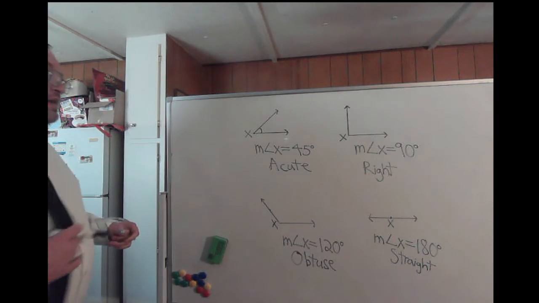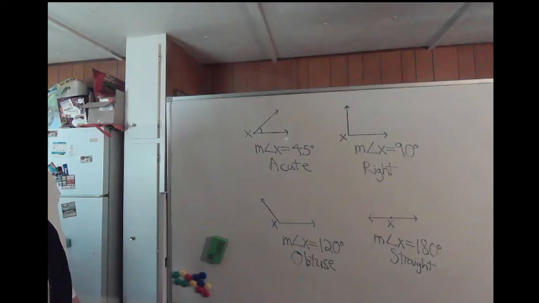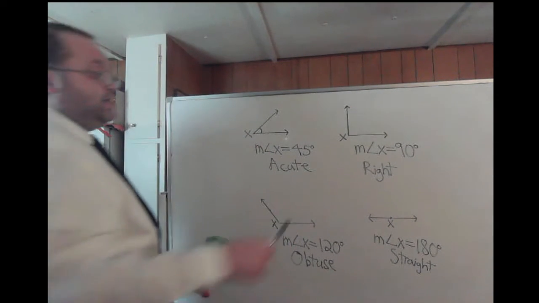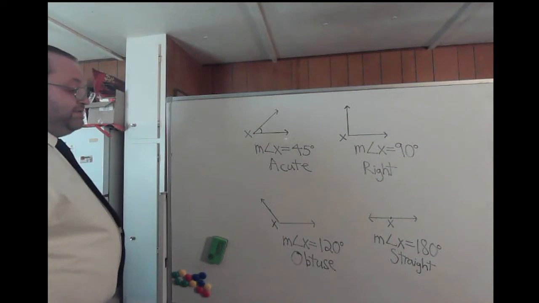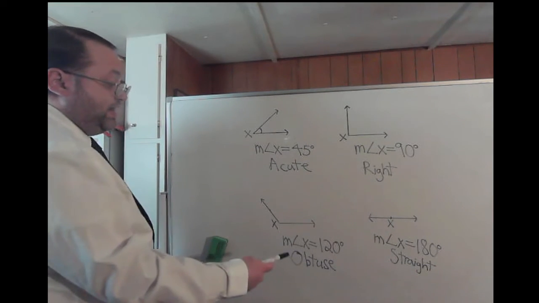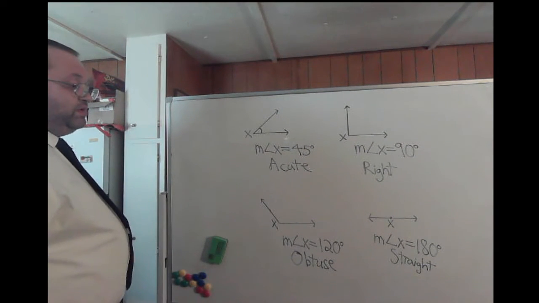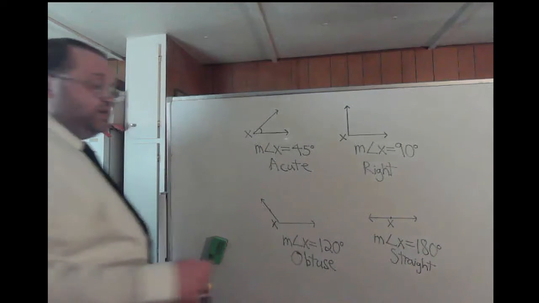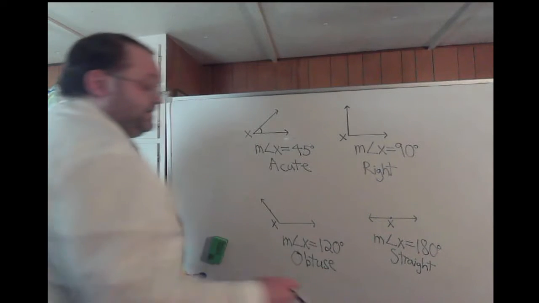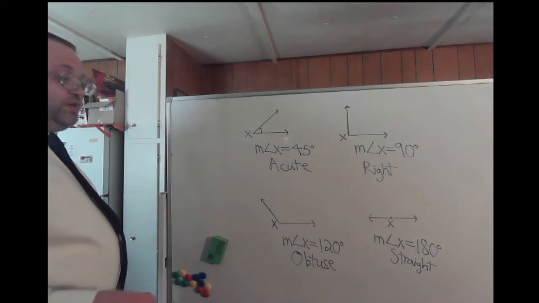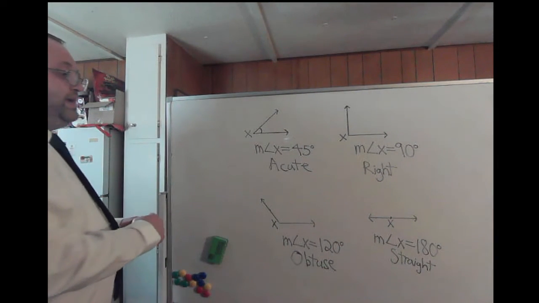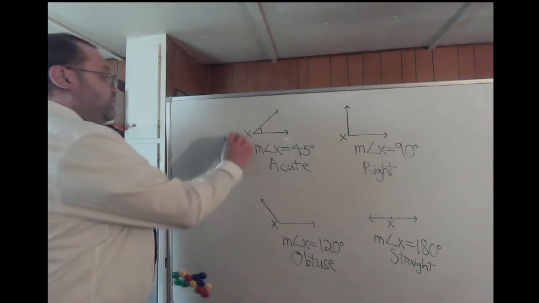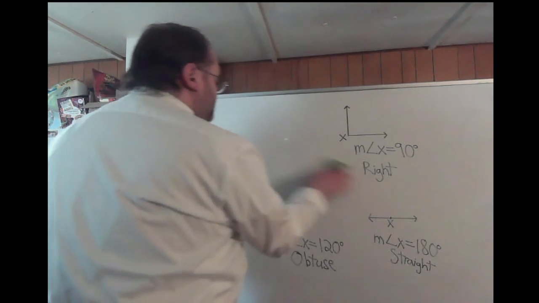So you got to see examples of all four types of angles. If I drew a 50-degree angle, it'd still be acute. The only one that's right is 90. If I drew a 91-degree angle or a 150-degree angle or even a 179-degree angle, it would still be obtuse. The only angle that's 180 is straight. That's the only time it can be straight. A straight angle is if it's 180. So those are the four types of angles that exist.